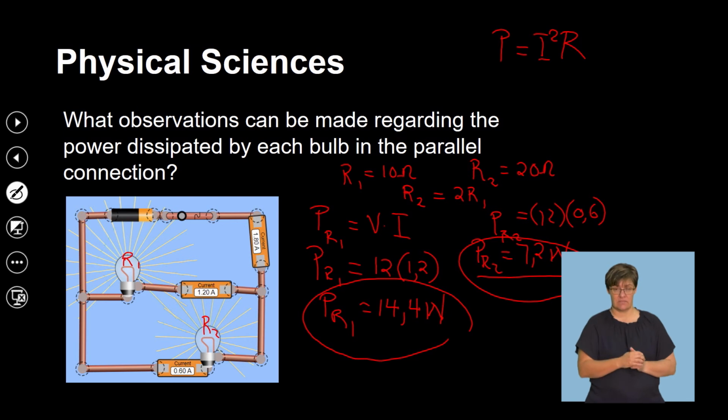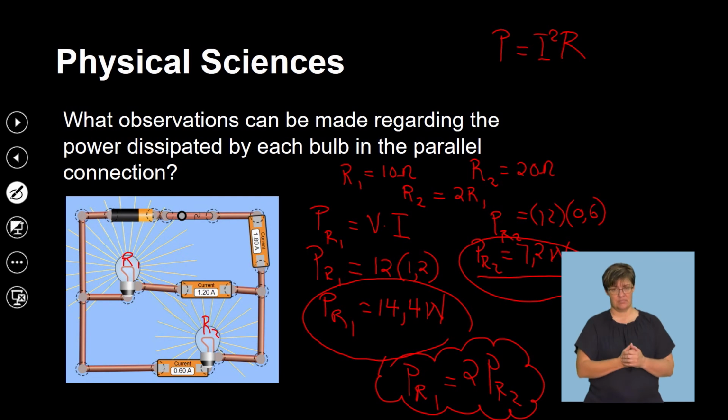What that simply means is that R1 is converting a lot more electrical energy to light per second compared to R2, which is why the power of R1 is equal to 2 times the power dissipated by resistor 2. So this is the conclusion that we are able to arrive at. This is very clear even in terms of brightness. That's why R1 is much brighter than R2.